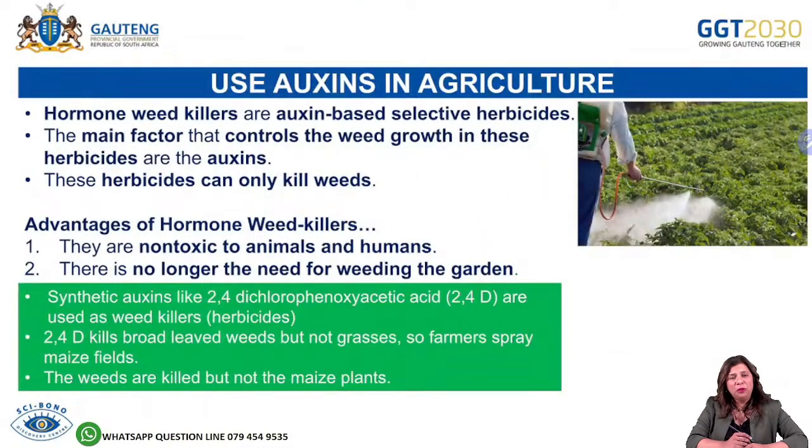So we also use auxins in agriculture. So auxins are used actually as herbicides. Okay, what is a herbicide? They are hormone weed killers. So in South Africa, we have stores like Builders, and we've got nurseries and all of those places that sell plants. So they also sell weed killers.